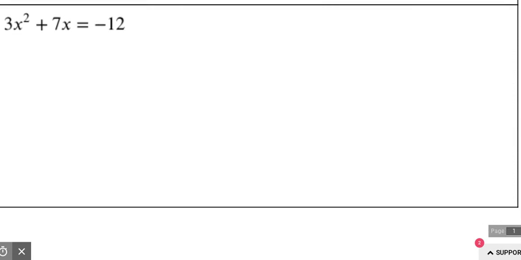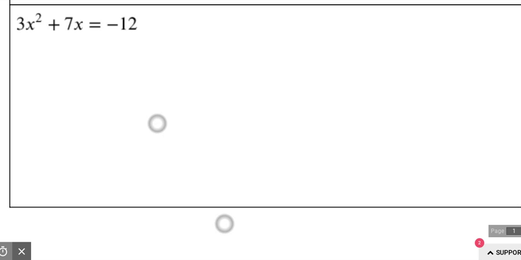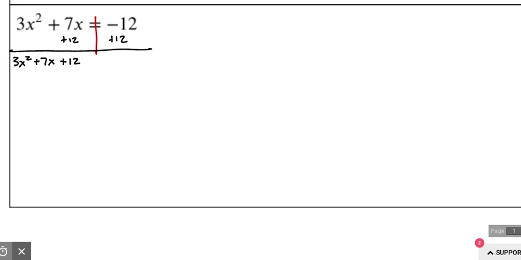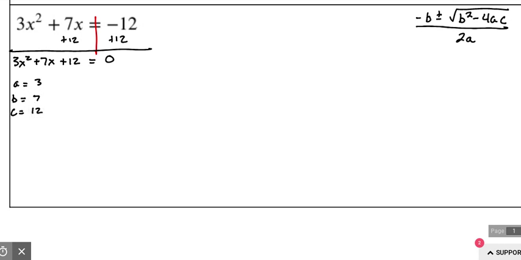Let's look here. Again, it's not set equal to 0, so the first thing I better do is set this equal to 0. Add 12 to both sides, and make sure you put it in the correct order. I have 3x squared plus 7x plus 12 equals 0. I'm going to start my quadratic formula: negative b plus or minus the square root of b squared minus 4ac over 2a. Get my a, b, and c. A is 3, b is 7, c is 12.